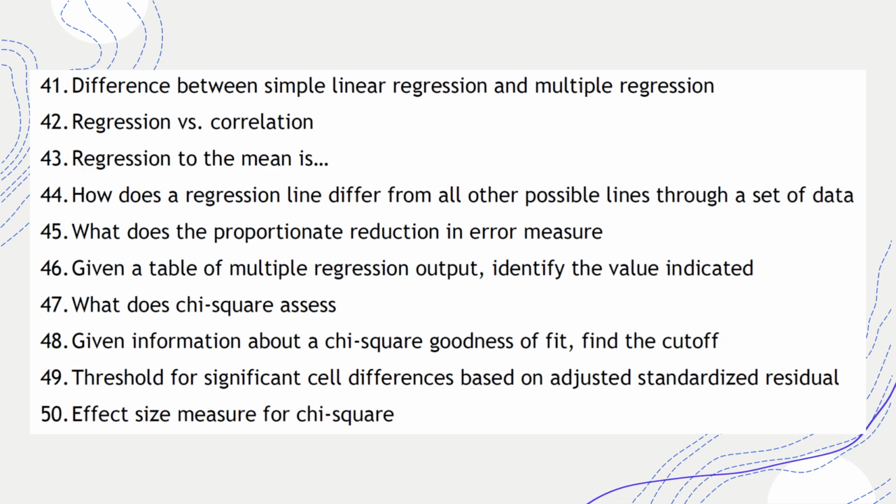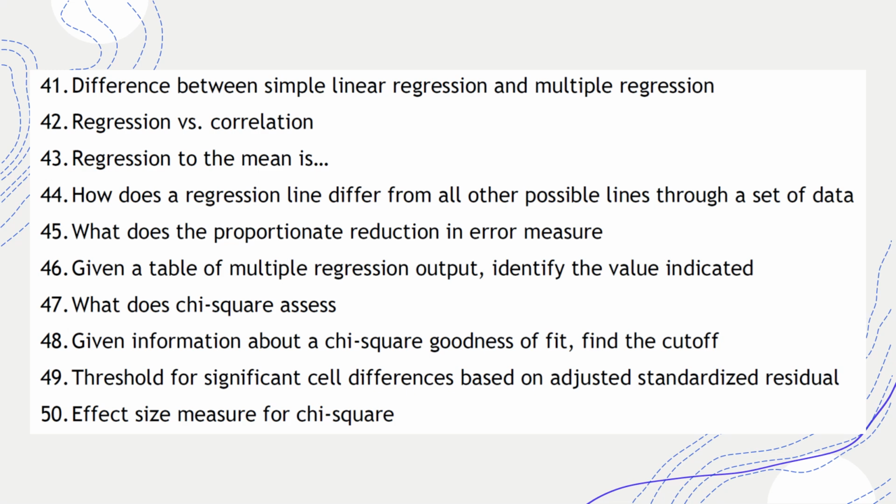Okay. Let's see. 41. Difference between simple linear regression and multiple regression. Well, simple linear, you have one predictor. You have just the one x. Yeah. Multiple regression, you have multiple predictors. That was pretty simple. Yeah, that was pretty straightforward.